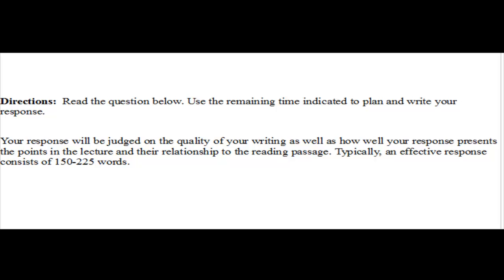Read the question below. Use the remaining time indicated to plan and write your response. Your response will be judged on the quality of your writing, as well as how well your response presents the points in the lecture and the relationship to the reading passage. Typically, an effective response consists of 150 to 225 words.